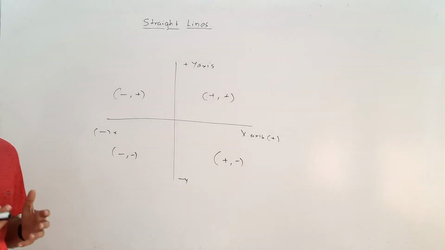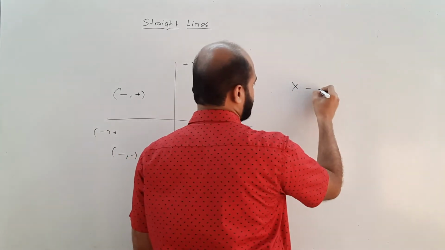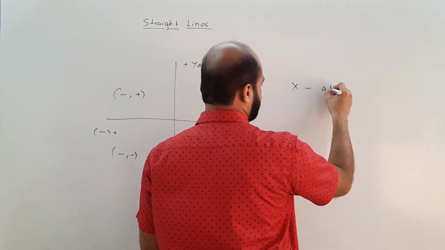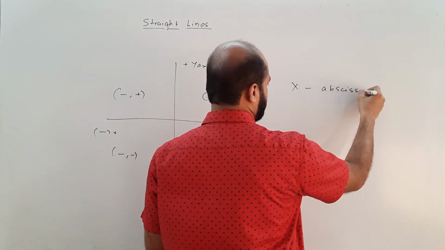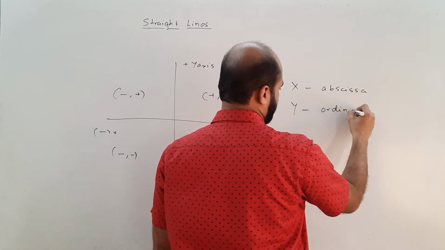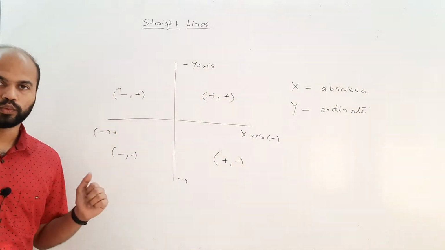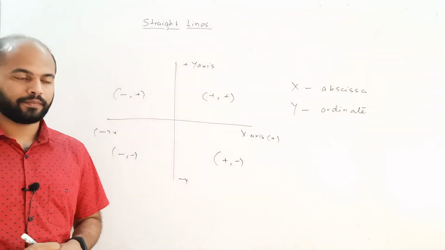Now there are some other popular names for the x and y coordinates. The x coordinate is known as abscissa, and the y coordinate is also known as ordinate. So these are the two other names that are used in coordinate geometry.